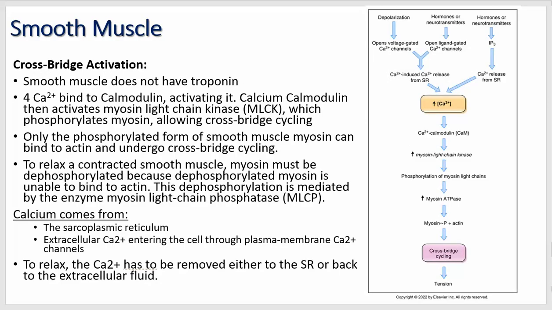All right, so let's talk about how it's different in the way that it initiates a contraction. Ultimately we're going to have cross-bridge cycling, but how it gets to that point is different. Smooth muscle doesn't have troponin. Instead, it has something called calmodulin. Calmodulin is a protein that has 4 binding sites for calcium. So calcium can bind to it, and when 4 calcium have bound to calmodulin, we call it calcium-calmodulin because it's been activated, and then active calcium-calmodulin activates a protein called myosin light chain kinase.